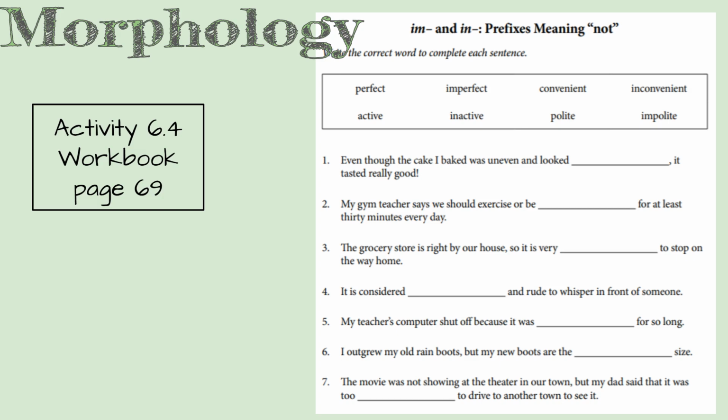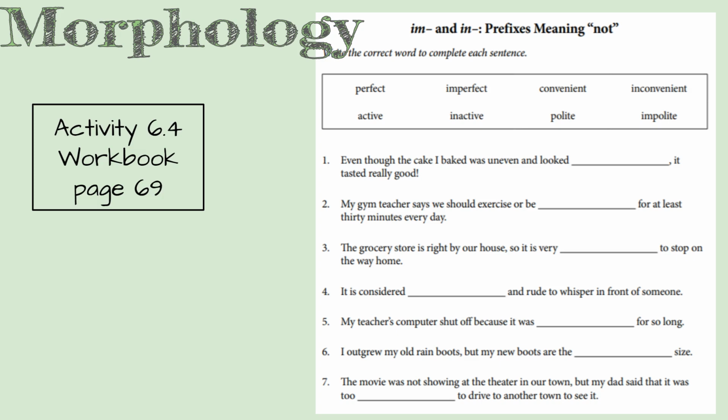Number 5, my teacher's computer shut off because it was blank for so long. Number 6, I outgrew my old rain boots, but my new boots are the blank size. And number 7, the movie was not showing at the theater in our town, but my dad said that it was too blank to drive to another town to see. So you should have used 7 of those words.